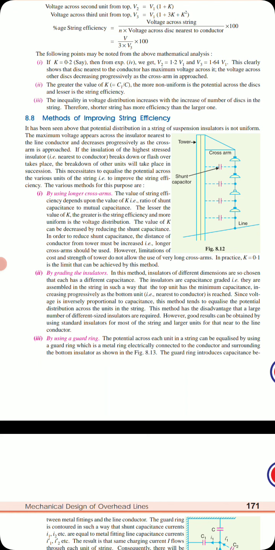In order to reduce the shunt capacitance, the distance of the conductor from the tower must be increased. So the longer cross arm should be used here. It can increase the distances, so obviously it will decrease the value of K. So the string efficiency increases.